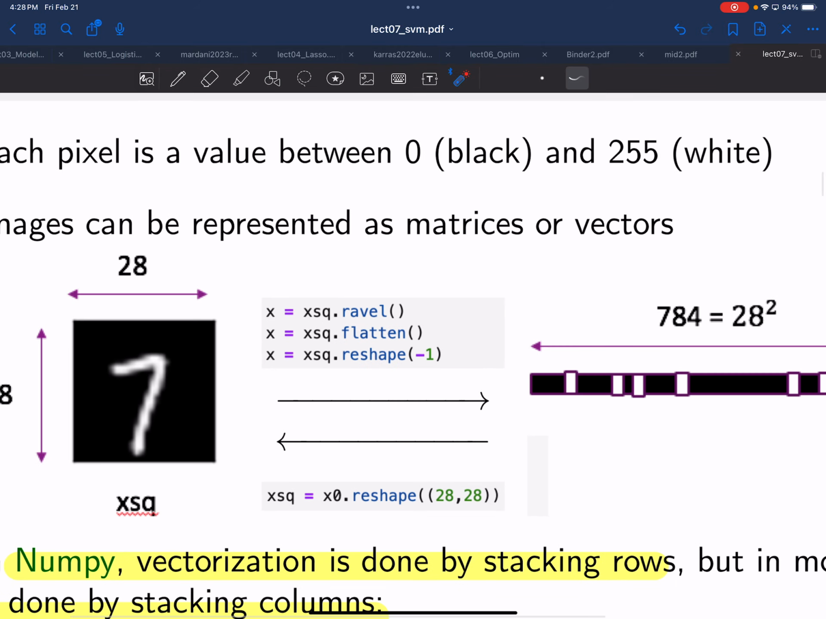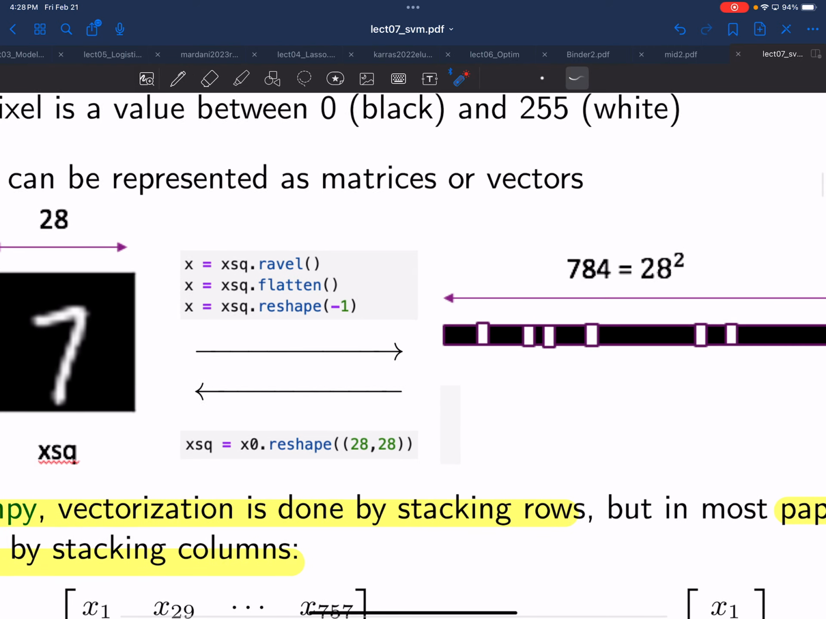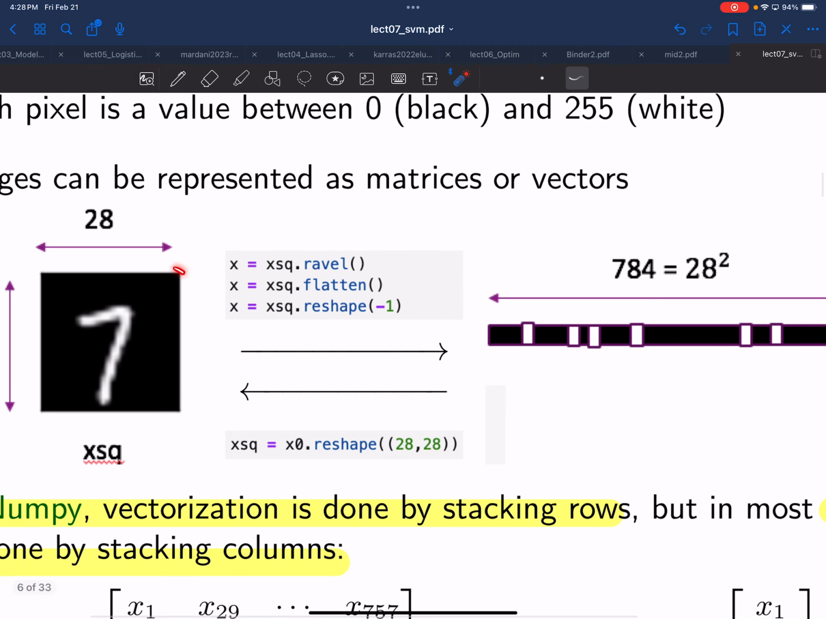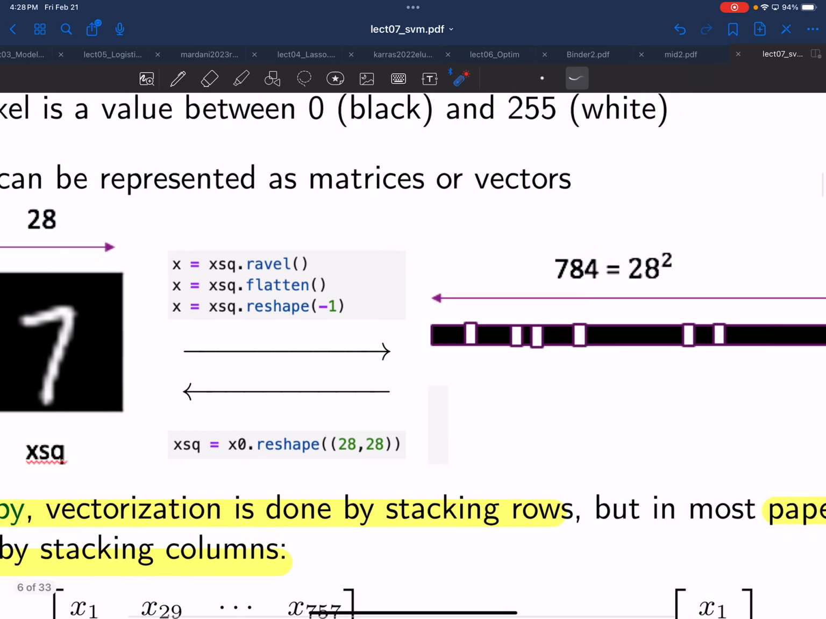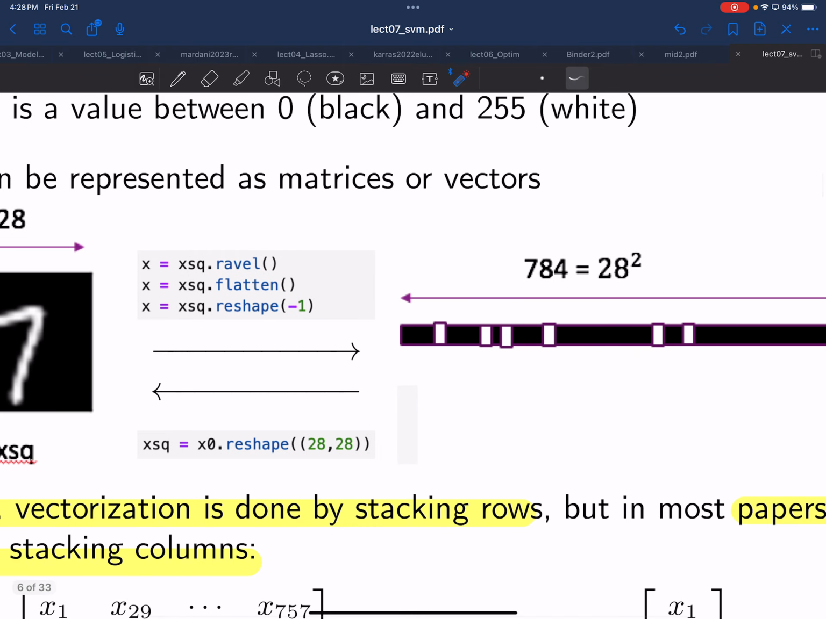But just the fact that there is one number here means it's going to be a 1D array instead of a 2D array or 3D array. Okay, and then to go back, this is how you do it. You start with this vector, and now you reshape it into a 28 by 28 matrix to get this image that for us humans is a lot easier to understand. We can look at this and we can see a 7, but if you look at the rasterized image, we can't really make sense of it.